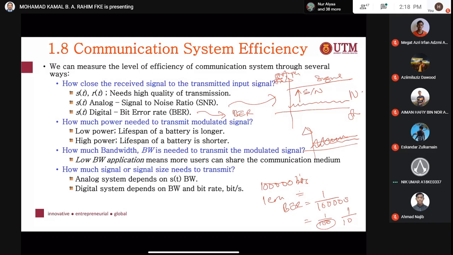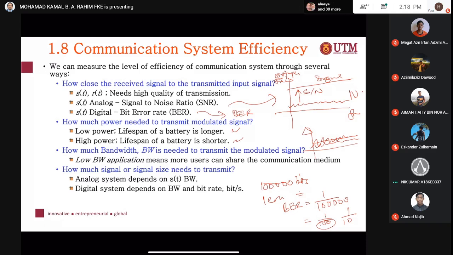Okay, and then how much power is needed to transmit the signal? Low power, the lifespan of the battery is longer. High power, the lifespan of the battery is shorter. As you can see with your handphone, if you are using it too long, your battery will be drained and at the end there is no battery, because you are using the power. Especially when you are at a longer distance, because it needs more power to transmit so that you can still communicate.